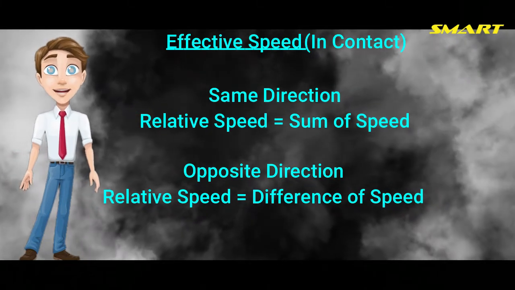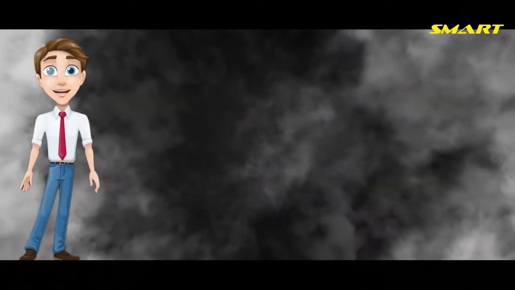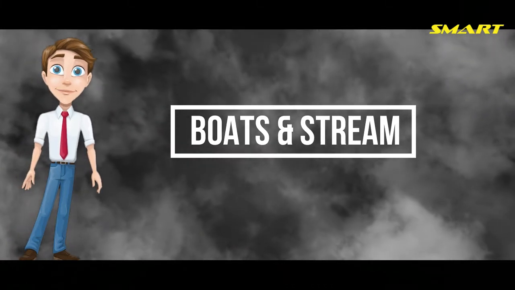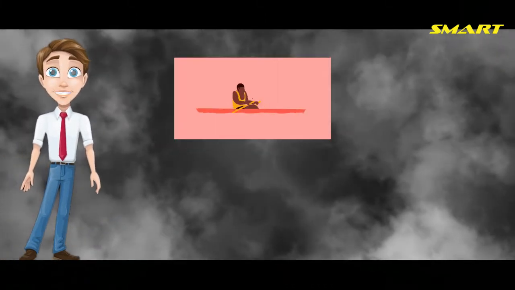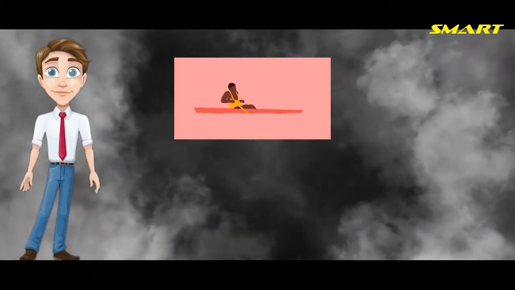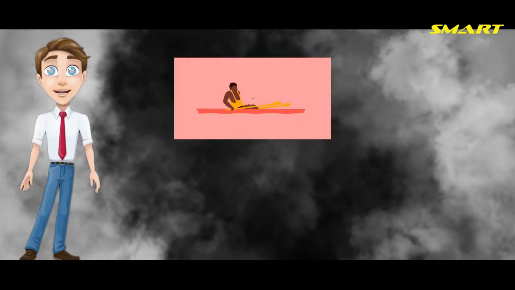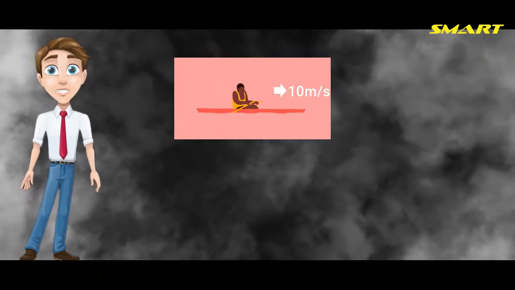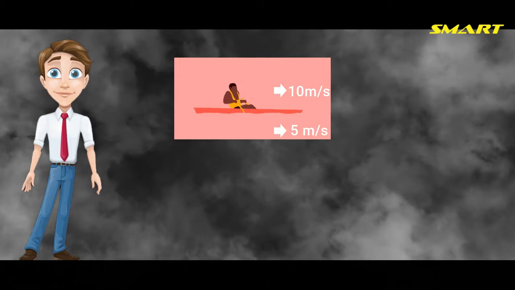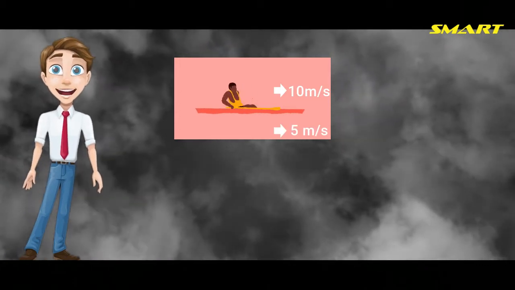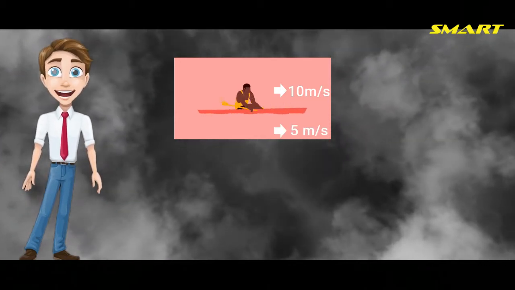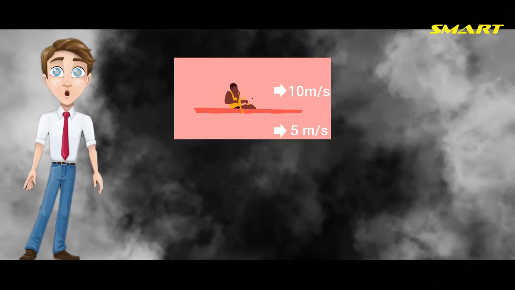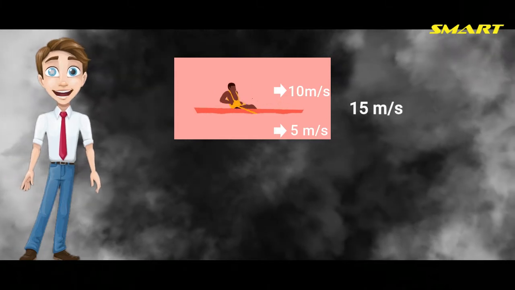For understanding much easier, we can go for another topic, and that is boats and stream. Assume you are rowing a boat downstream in a river, and downstream means the same direction that a river flows. Speed of your boat is 10 meter per second and the river is 5 meter per second. So according to a man standing on the river bank, at what speed will you be traveling? Simply 15 meter per second, right?